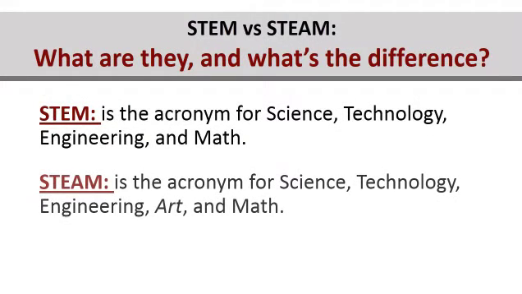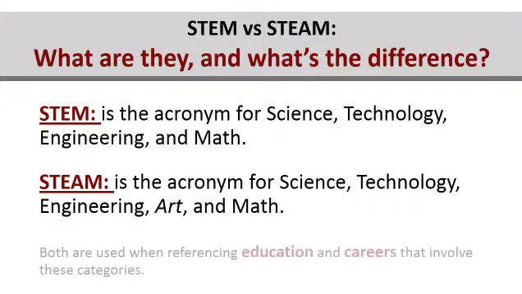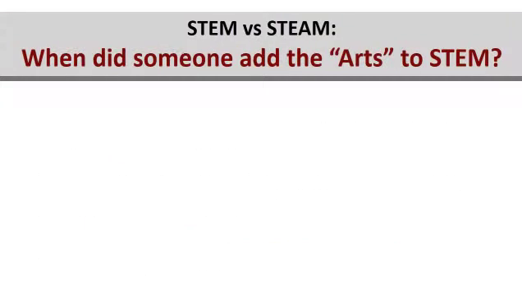STEM and STEAM. What are they and what's the difference? Well, it started off with STEM first, and it is the acronym for Science, Technology, Engineering, and Math. When we add the A and make it STEAM, it then becomes Science, Technology, Engineering, Art, and Math. Both terms are used when referencing education and careers that involve these categories.